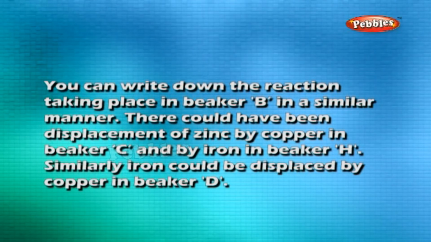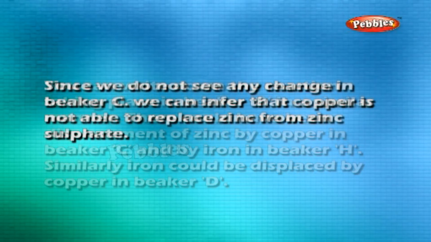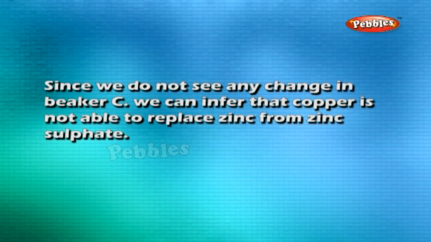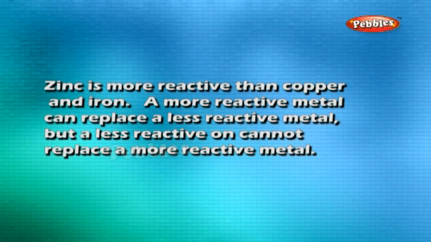You can write down the reaction taking place in beaker B in a similar manner. There could have been displacement of zinc by copper in beaker C and by iron in beaker E. Similarly, iron could be displaced by copper in beaker D. Since we do not see any change in beaker C, we can infer that copper is not able to replace zinc from zinc sulfate. Zinc is more reactive than copper and iron. A more reactive metal can replace a less reactive metal, but a less reactive metal cannot replace a more reactive metal.